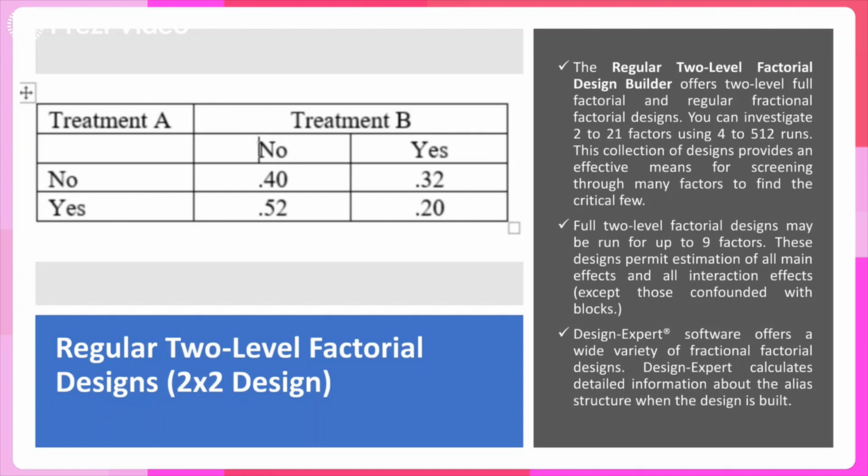This software allows you a wide variety of fractional factorial designs. It calculates detailed information about the structure when the design is being built. So simply you have to enter the information in this software, and it will automatically give you how many trials have to be conducted, what permutation combination has to be worked out, and how you need to carry out your experiment.